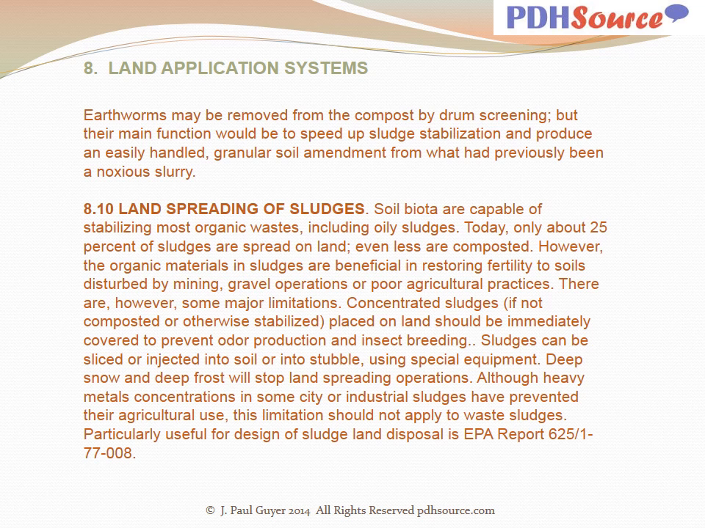Concentrated sludges, if not composted or otherwise stabilized, placed on land should be immediately covered to prevent odor production and insect breeding. Sludges can be sliced or injected into soil or into stubble using special equipment. Deep snow and deep frost will stop land spreading operations. Although heavy metals concentrations in some city or industrial sludges have prevented their agricultural use, this limitation should not apply to waste sludges.